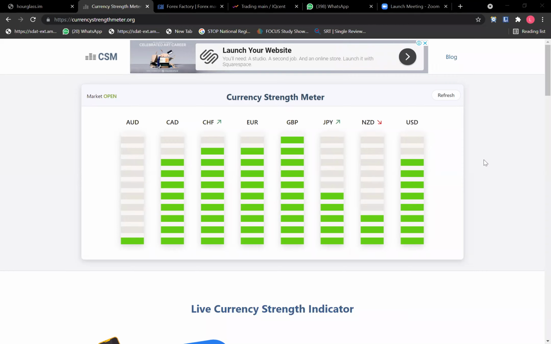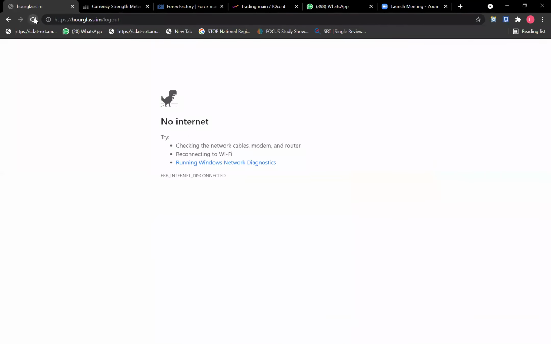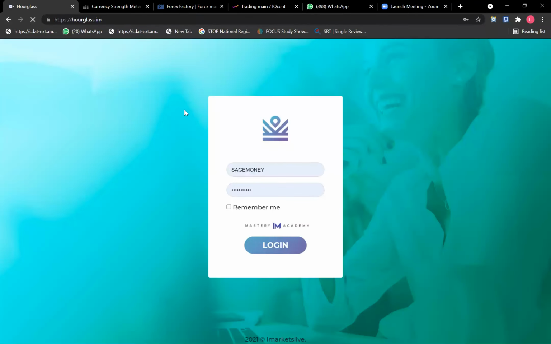All right. So we're going to move ahead to the main man, which is your Hourglass. Now, I've explained to you how Forex Factory works. I've explained to you how the currency strength meter works. Now, we're going to move to Hourglass. Hourglass is where you basically take your trade, your confirmation for your trade, and all.